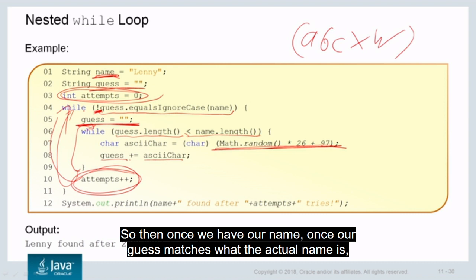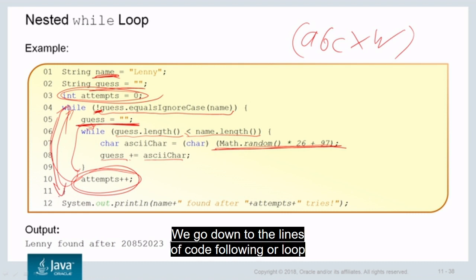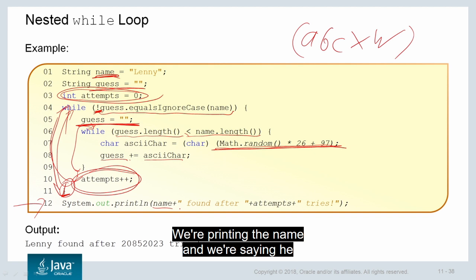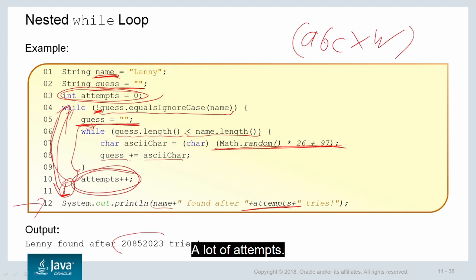So once we have our name, once our guess matches what the actual name is, no more loops occur. We go down to the lines of code following our loop after the closing curly brace. In this case, it would be line 12. What are we doing in 12? We're printing the name, and we're saying it was found after however many attempts. A lot of attempts.